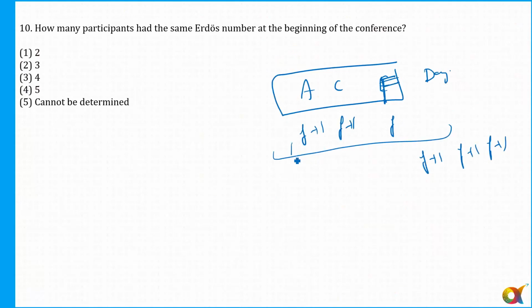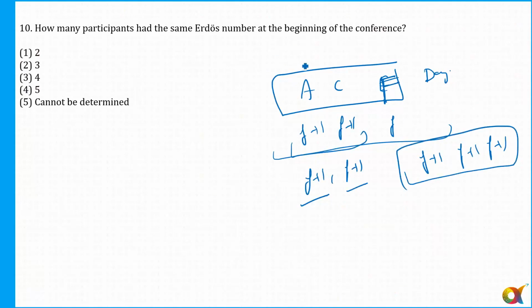So among these, A and C were F plus 1 and F plus 1. For A it was F plus 1, for C it is F plus 1, and for the remaining 3 also F plus 1. But initially A had infinity and C had the second highest, which is more than F plus 1. So how many participants had the same IRDOS number? That is 3 persons. For these 3 persons it was F plus 1 and it did not change. Only A and C have changed to F plus 1. So the answer is option number 2, which is equal to 3.